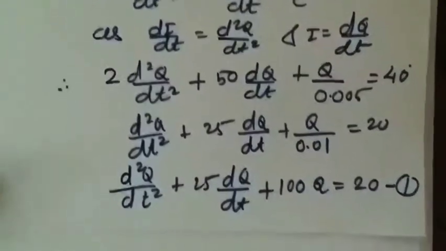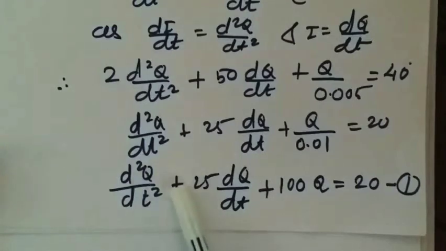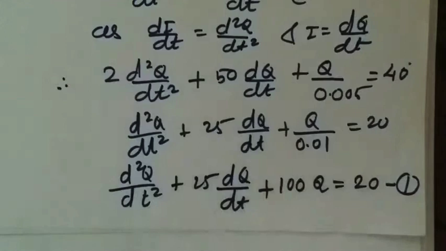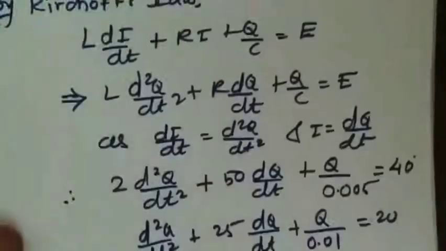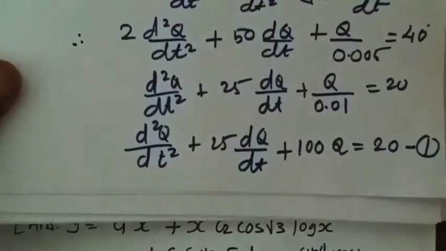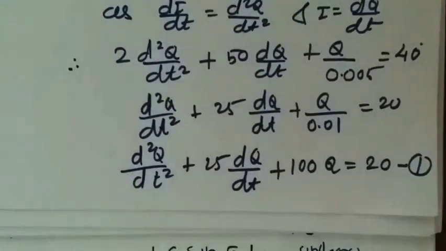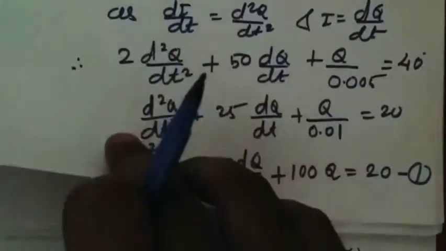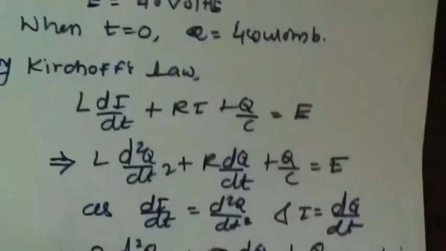So finally we will get the differential equation in this form: d2q by dt square plus 25 dq by dt plus 100q equal to 20, which is a differential equation of second order with constant coefficients. Now this differential equation can be solved by using the previous techniques, and after solving this we'll get the value of q in terms of t. So let us start solving this differential equation. Very first I will calculate the CF and then the particular integral. This is how we are going to use our previous knowledge to solve this type of problem.